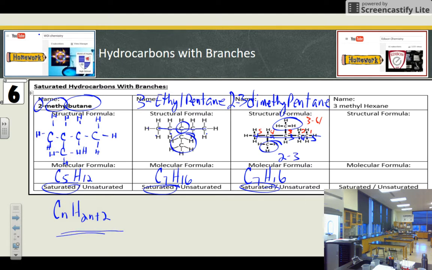All right, 3-methylhexane. Hexane means 6 carbons, single bonded. Right, 6 single bonded. I have a 1 carbon side chain. YL tells me it's a side chain. Meth tells me it's 1 carbon.